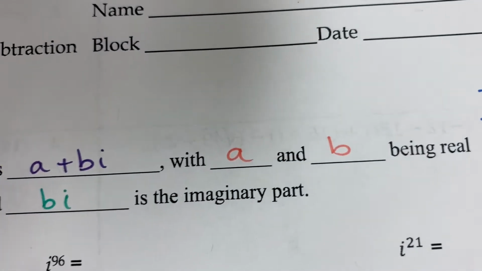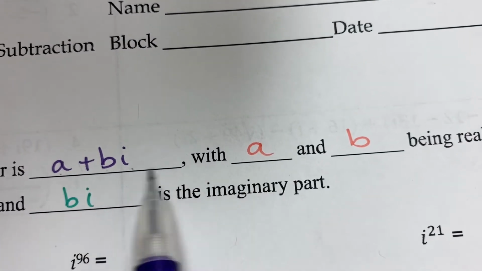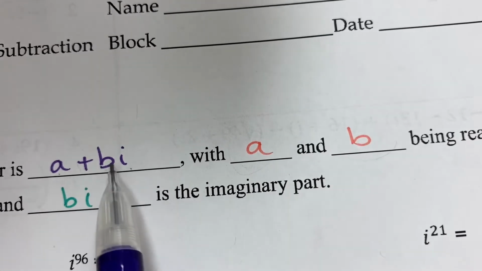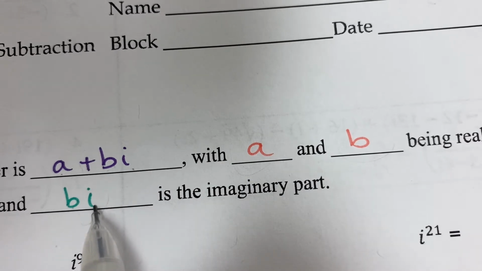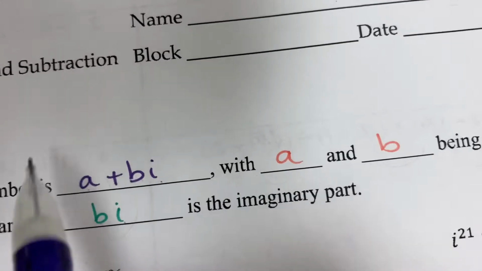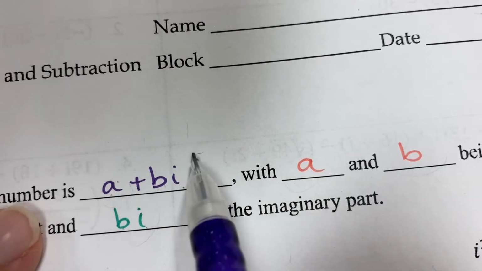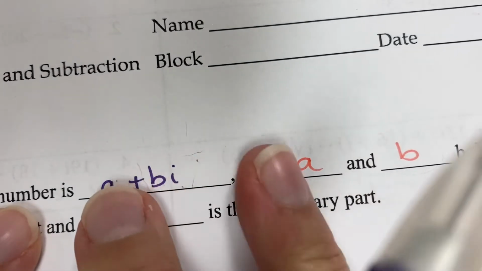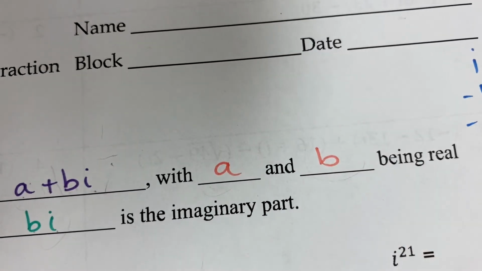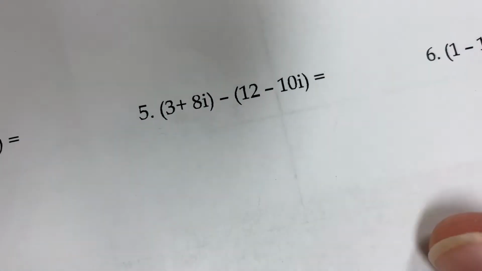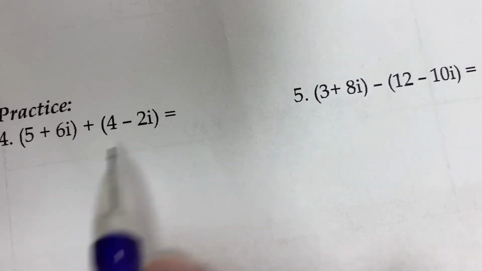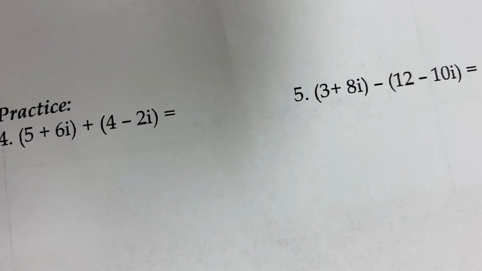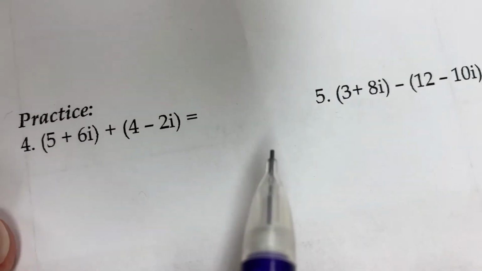So the standard form for complex numbers is a plus bi, a being the real number, b being the real number, and i being the imaginary part. So when I put b and i together, it becomes imaginary. So if I look right here, real number, imaginary number. If I could separate the b and the i, b would be a real number, okay?